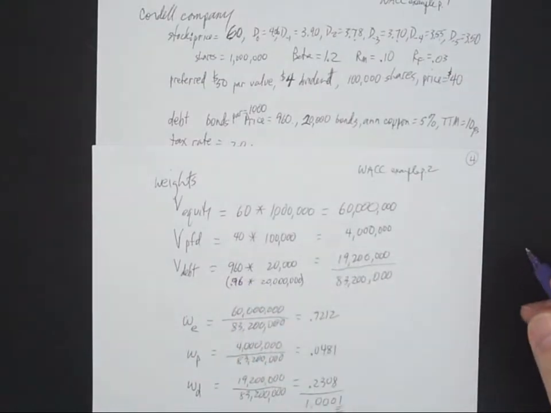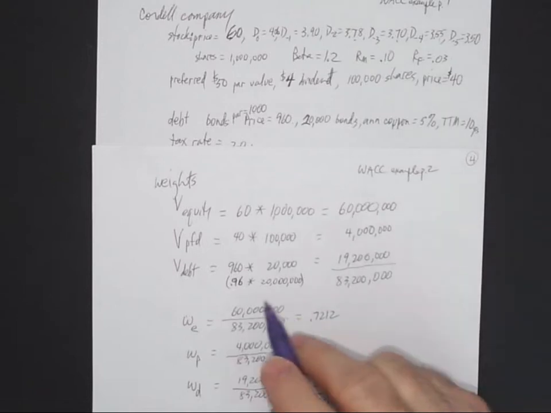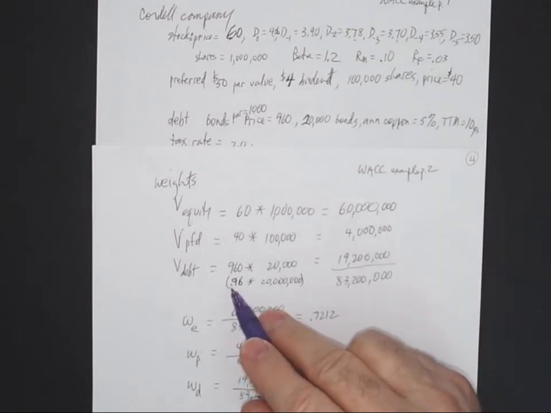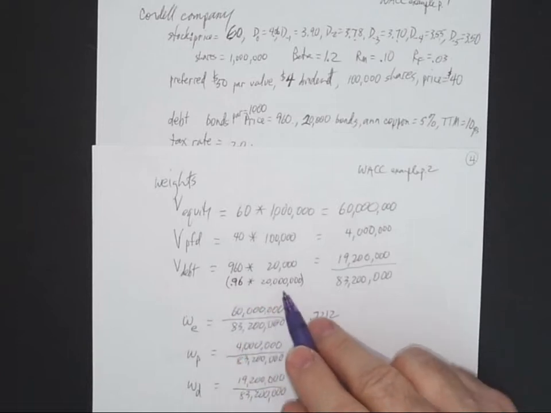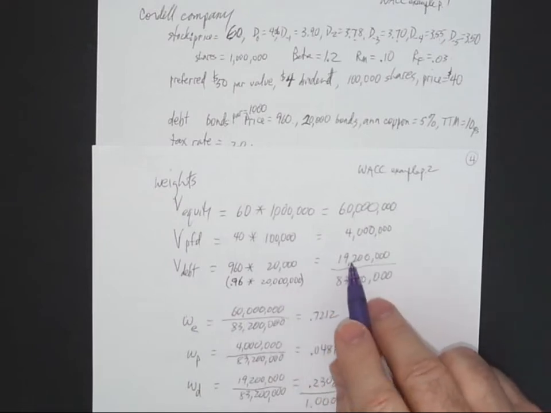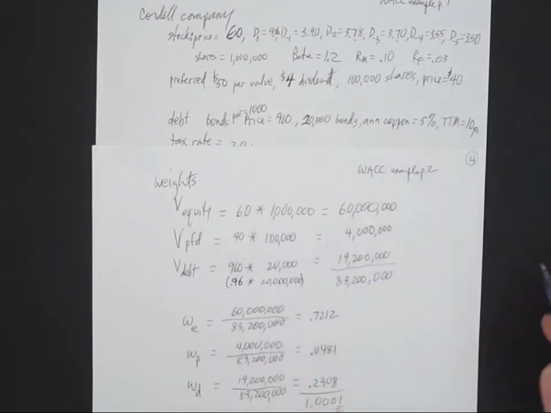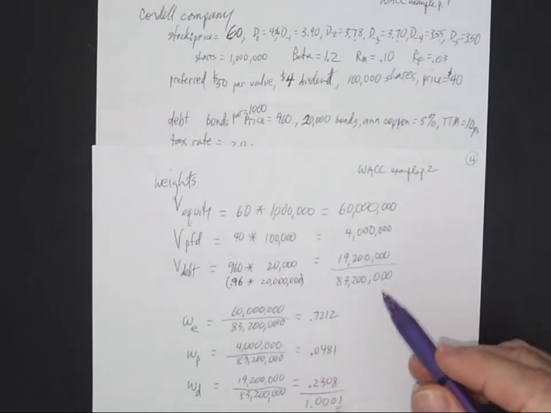When the price is given as 96, it's not given with a decimal here. Everybody knows that 96 means 96% of par. So if you're given the price as 96 and the total book value of the bonds is 20 million, that still comes out to 19,200. So what are the weights?